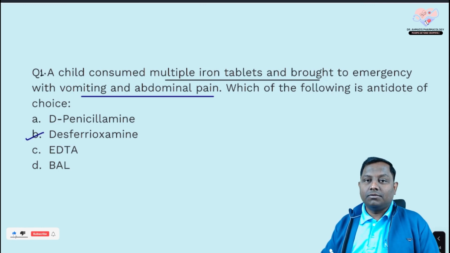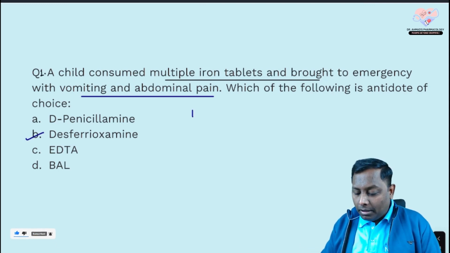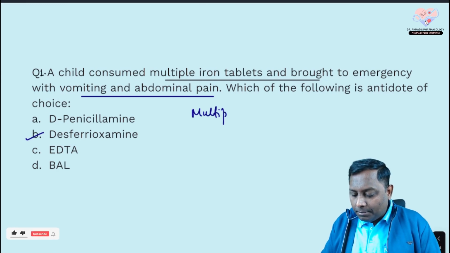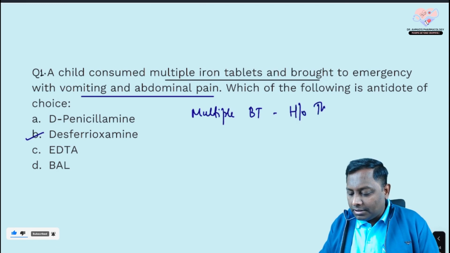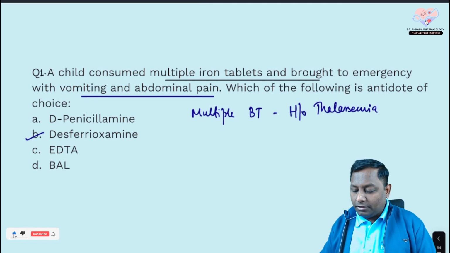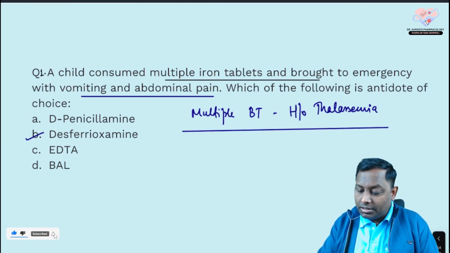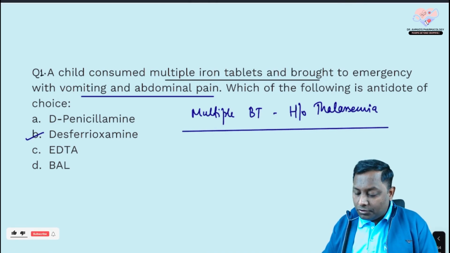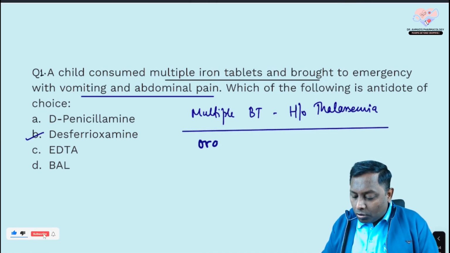Now they changed this one in the NEET PG. What they said is that the patient is coming with multiple episodes of blood transfusion, with a history of thalassemia. Which of the following will be utilized to chelate the iron? So in this case scenario, with the history of thalassemia, remember all thalassemia patients will definitely be needing multiple blood transfusions. So for them we will be using an oral iron chelator.